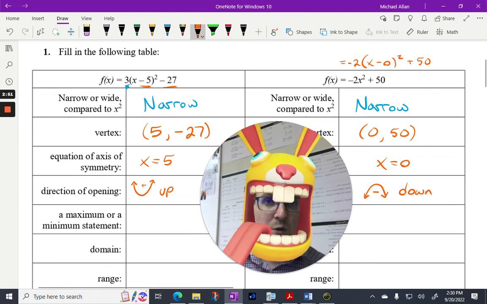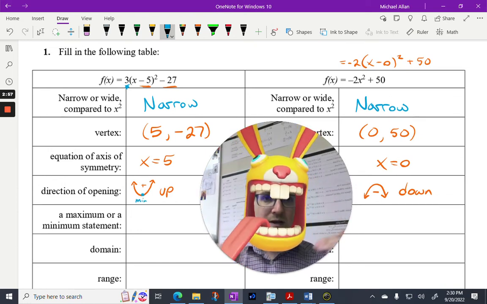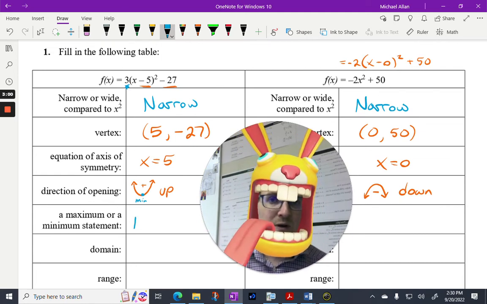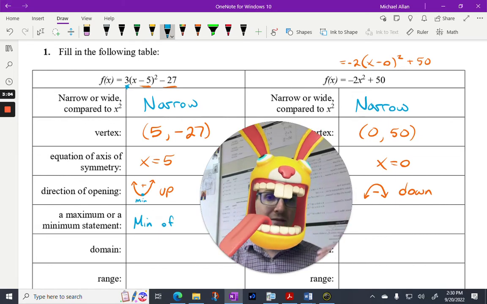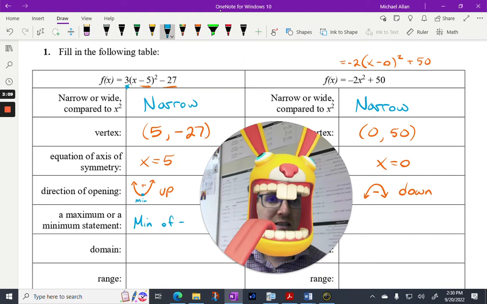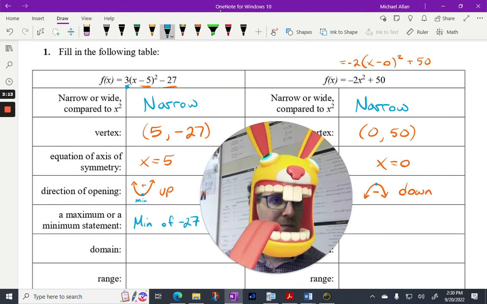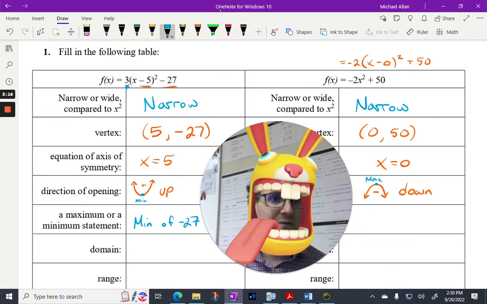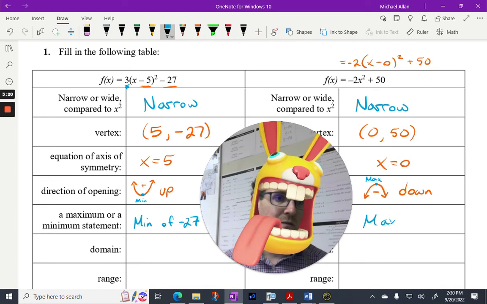Now, because it's opening up, this bottom point right here is a min. It's the lowest the graph goes. So this is the minimum point. This is my min of, and then we just use the y value. When I'm talking about the min and max, I'm just talking about the y values here. So this is the min of -27. And over here, because this is the top of the graph, that's the maximum point. That's the highest it's going to go. So this is going to be a max of 50.